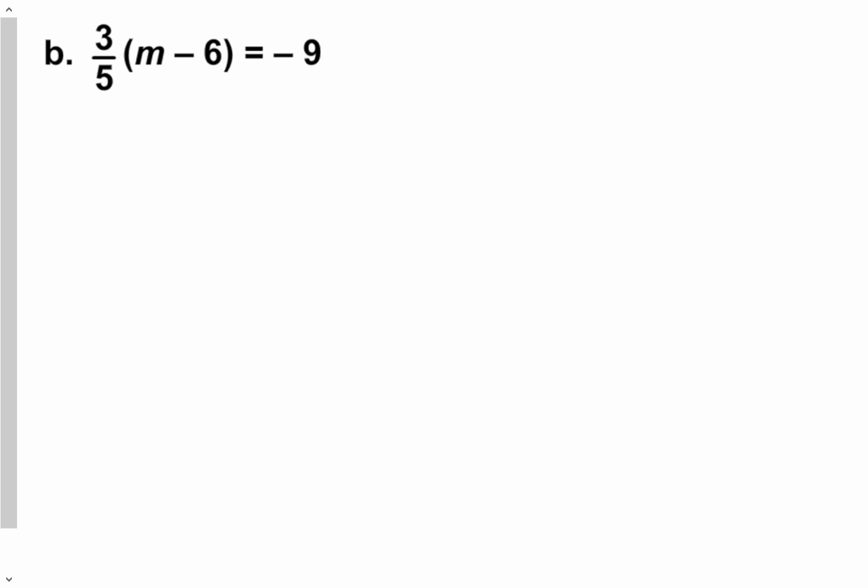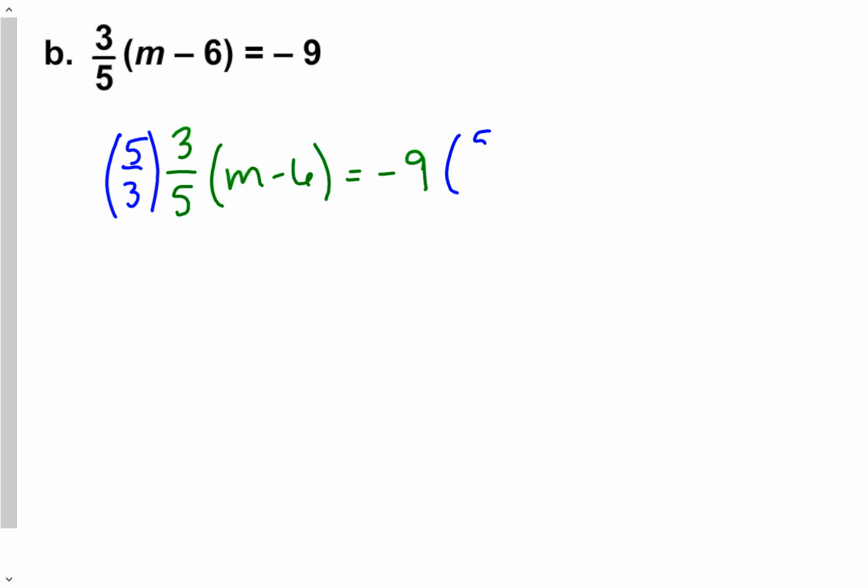Here's an example where the coefficient is a fraction. And this is, again, a special case where the factor p is being multiplied by m minus 6. And to get rid of the fractional coefficient, we're going to multiply by its reciprocal. So let's multiply by 5 over 3 on both sides of the equation. Now, 5/3 times 3/5 divides out to 1. So I'm going to be left with m minus 6. And on the right side, I'm going to be left with negative 15.